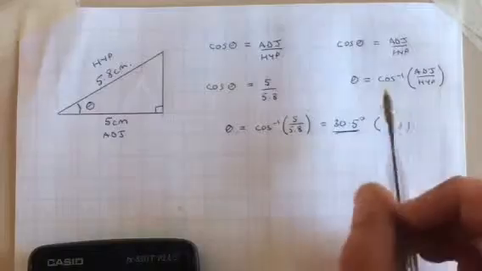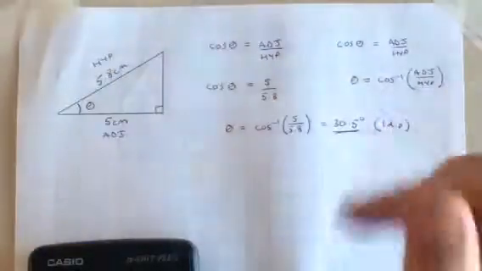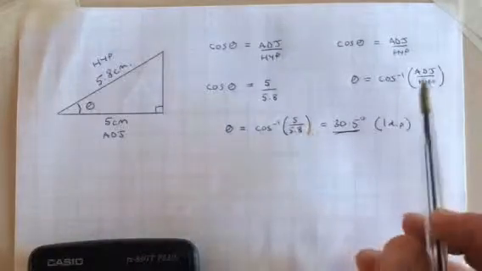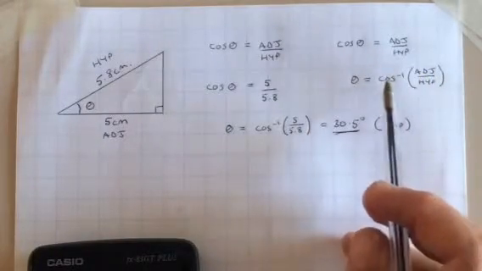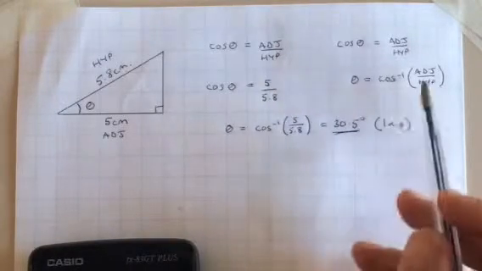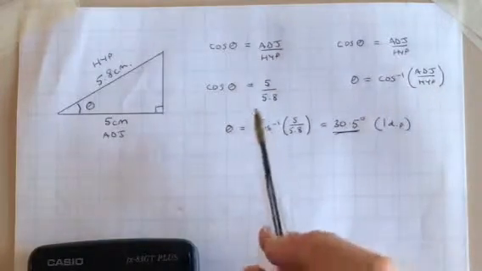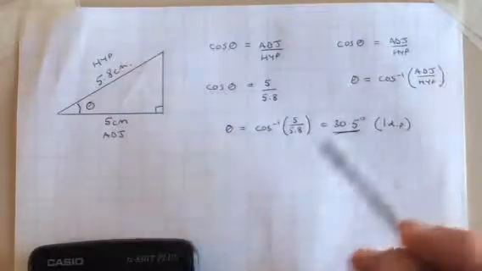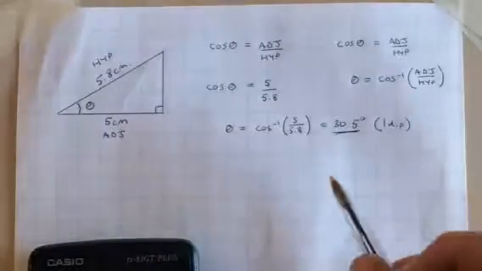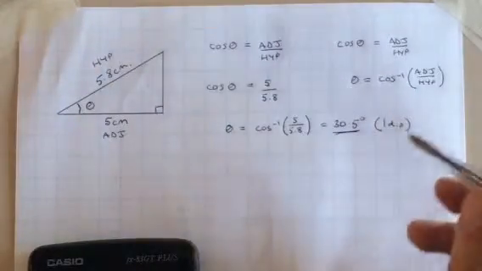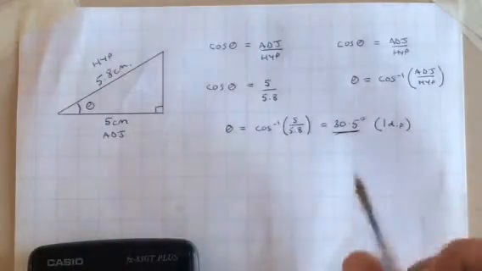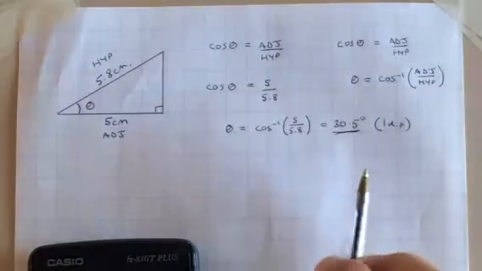So by using the inverse cosine, I can work out an angle. If I know the ratio, I can work out the angle. As we saw previously, if I know the angle, I can work out the ratio, and for that I use the normal trigonometric functions, sine, cos and tan. But to work out the angle, I use the inverse cosine, inverse sine, or inverse tan. Okay?